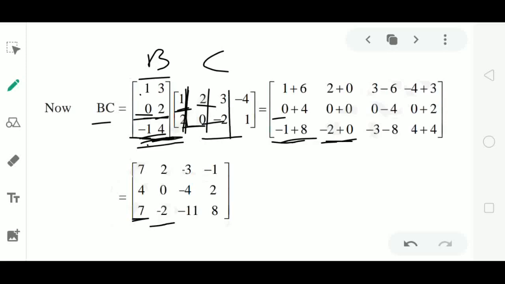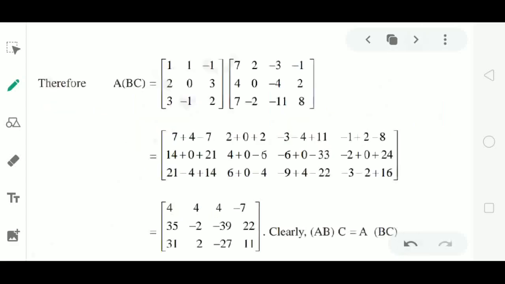Third row, third column. Minus 1 into 3, minus 3. 4 into minus 2, minus 8. Minus 3 minus 8, minus 11. Third row, fourth column. Minus 1 into minus 4, plus 4. 4 into 1, 4. 4 plus 4 is 8. This is matrix BC.